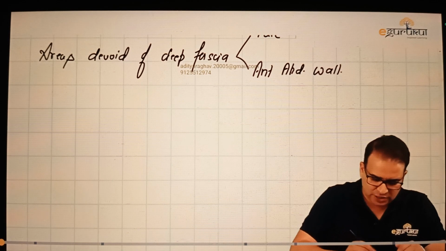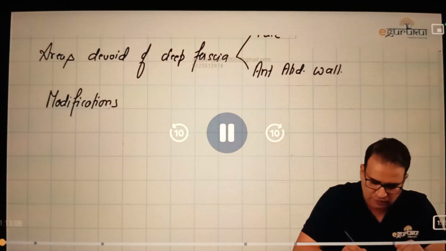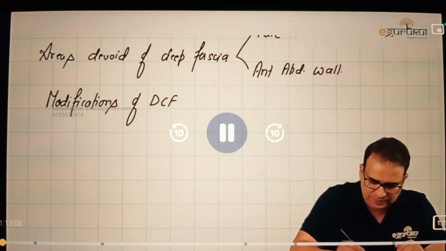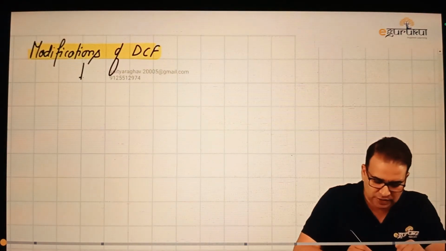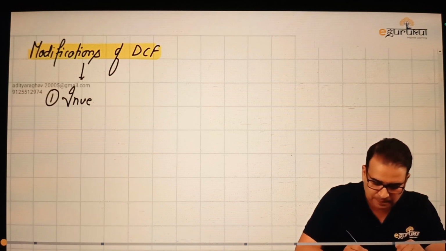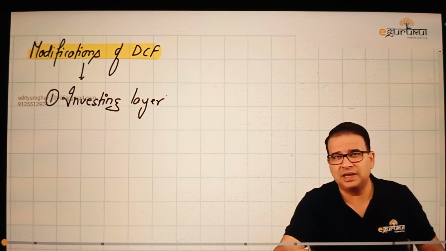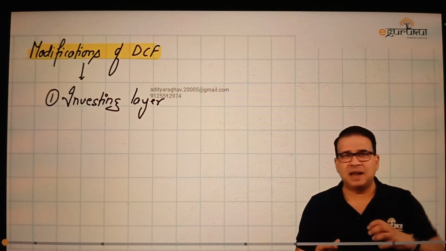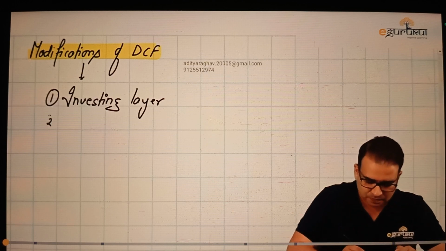Now, as we said, the things in the deep fascia are the modifications. So let's talk about the modifications of DCF. I'm writing DCF for deep cervical fascia. Let's name them first, and then we'll discuss them diagrammatically one by one. The modifications of the deep cervical fascia include number one, the investing layer. As the name suggests, the investing layer is the one which invests certain structures inside: some glands, some muscles, some spaces. So they basically surround or invest structures inside. So we call it the investing layer.